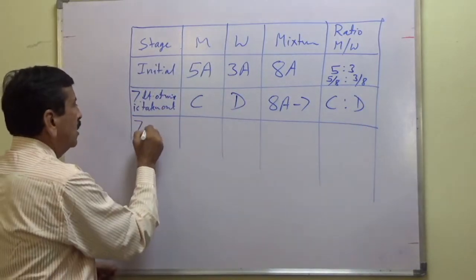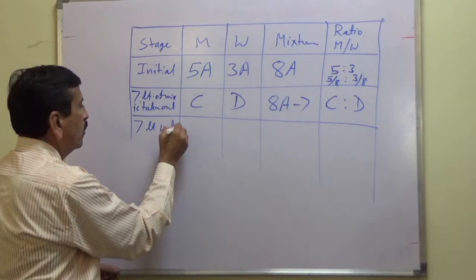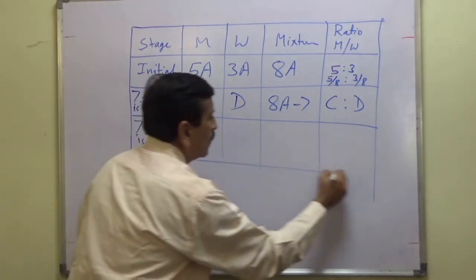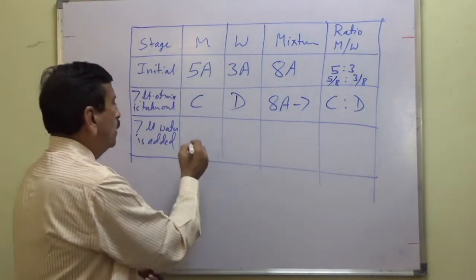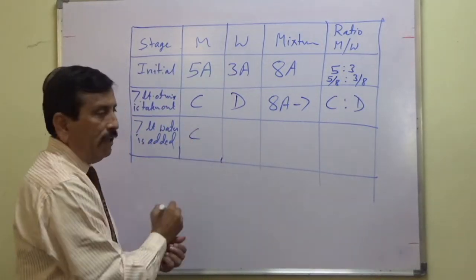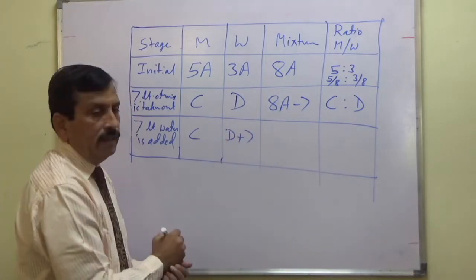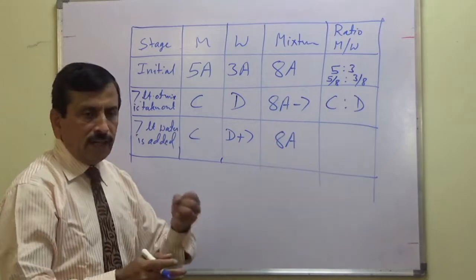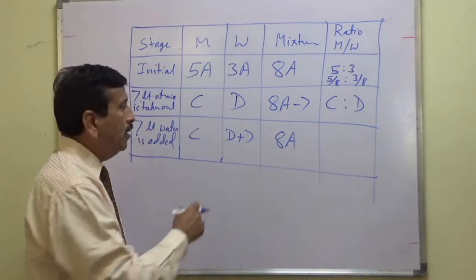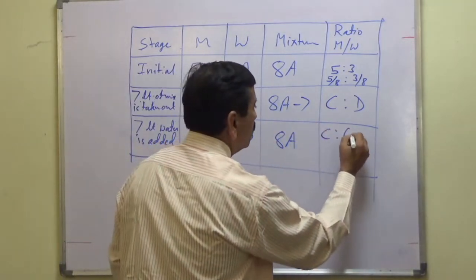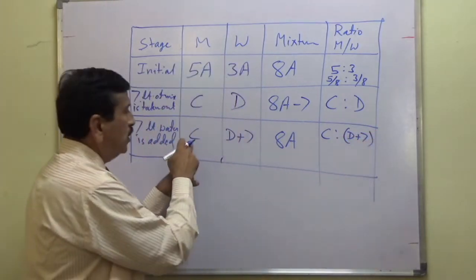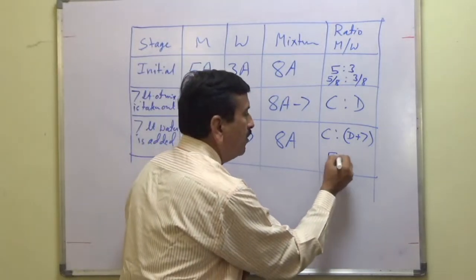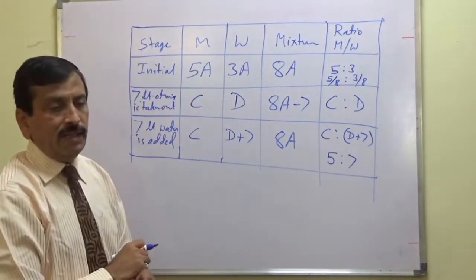Perfect. Now 7 liter of water is added. When 7 liter of water is added, nothing is added to C. Water is added with 7 liter, and 7 liter added here, it will become once again 8A. 7 liter taken out, 7 liter added, so once again 8A. But the proportion here will become C:D plus 7. Now what is given? This resultant ratio is given as 5:7.